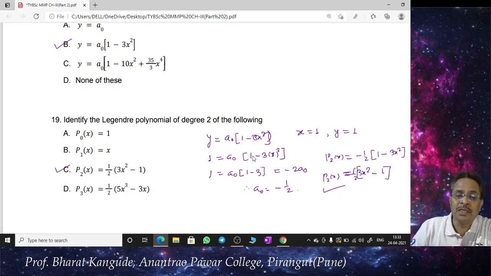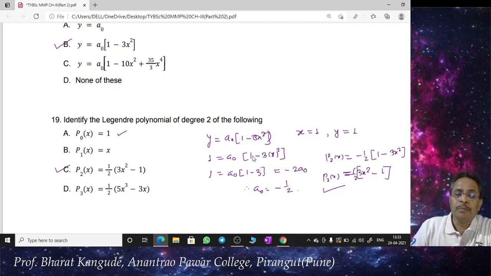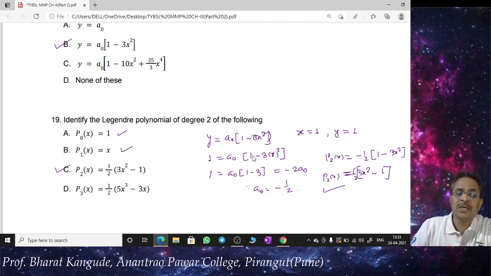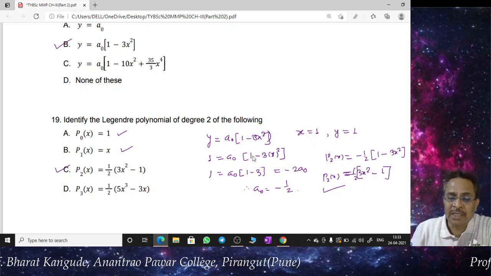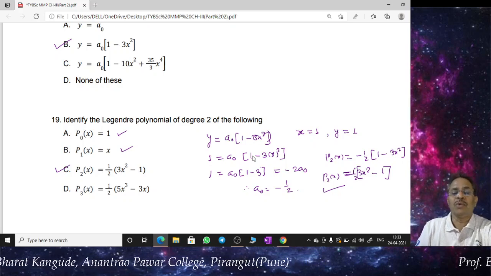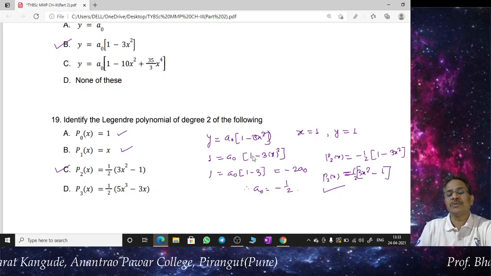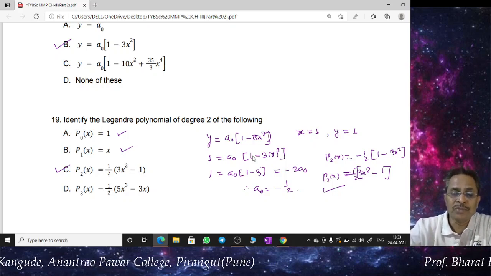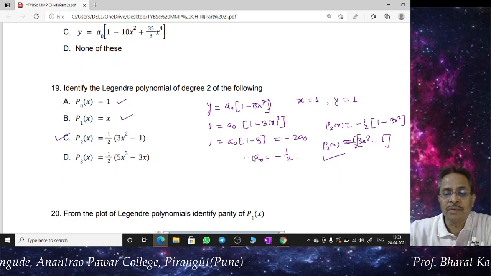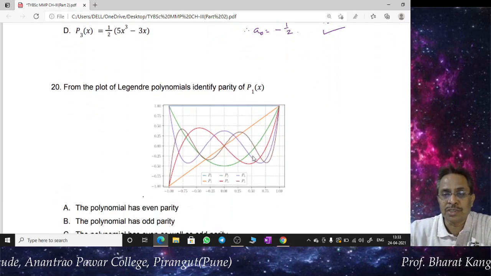P2 of x. So naturally P0 of x is 1, P1 of x is simply x, P2 of x is 1 by 2 into (3x square minus 1). Similarly, one can obtain P3 of x, which is given by 1 by 2 times (5x cubed minus 3x), and all these Legendre polynomials can be plotted. Once we plot all these polynomials, we get a graph which is shown here in question number 20.